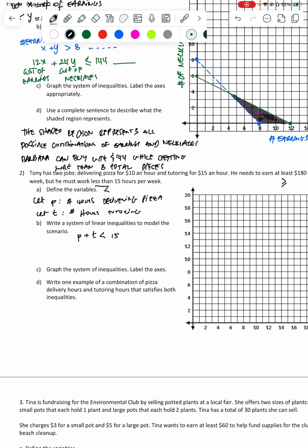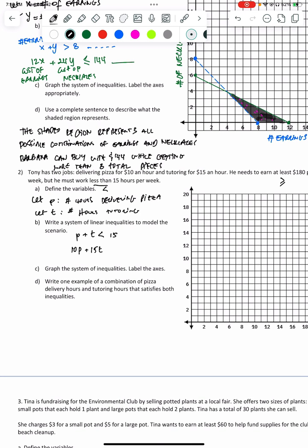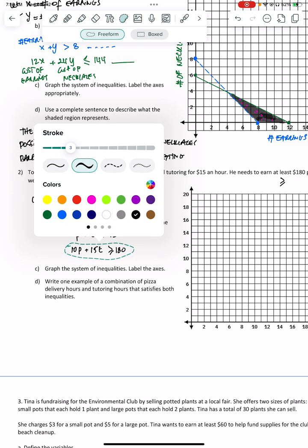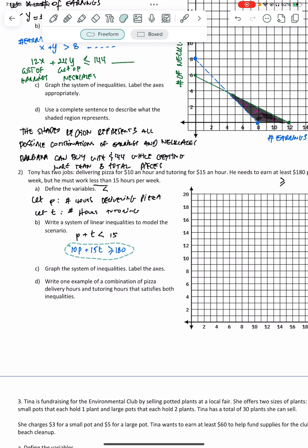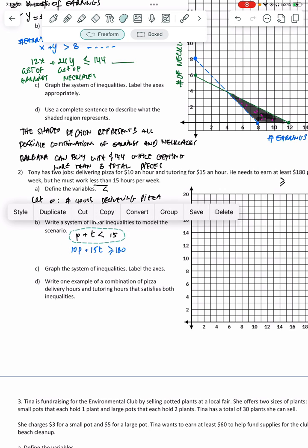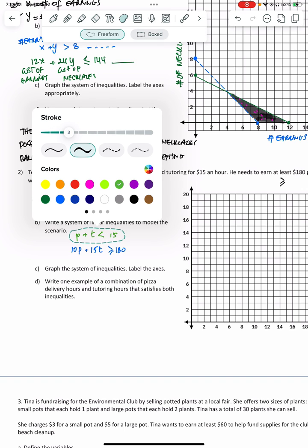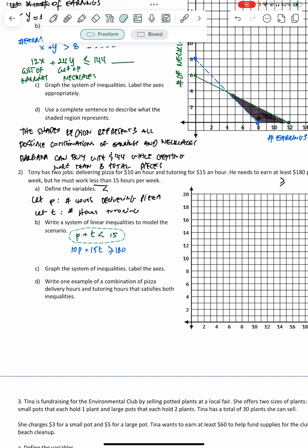Now we're going to attach the money. We're going to say 10P, that's for pizza delivering, and the tutoring is 15, so it's 15T. And we said he's going to make at least 180, so that's greater than or equal to 180. And maybe let me color code these. Let's color it blue.